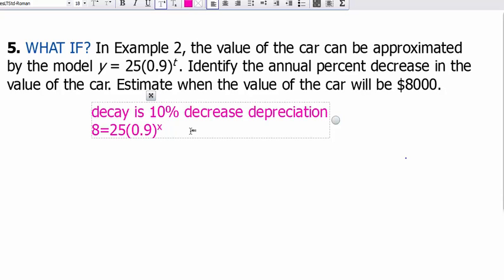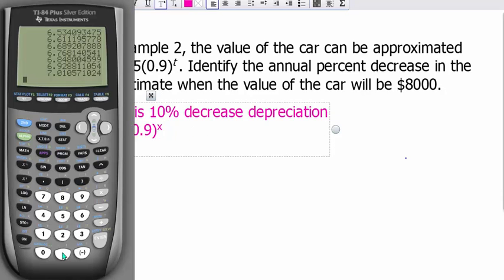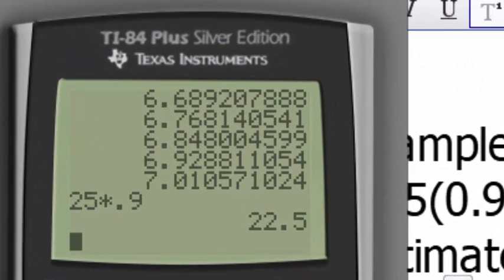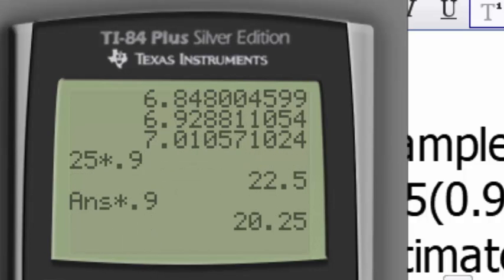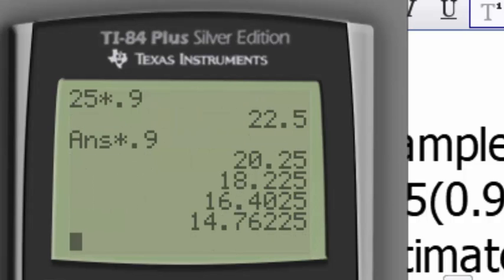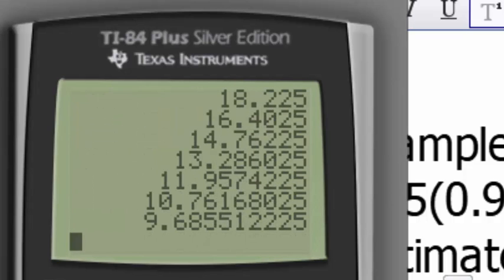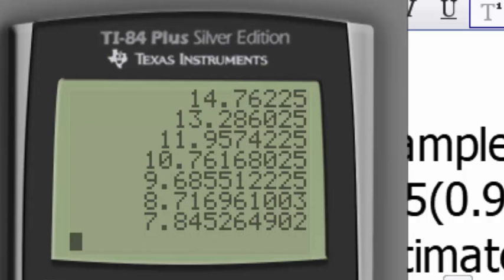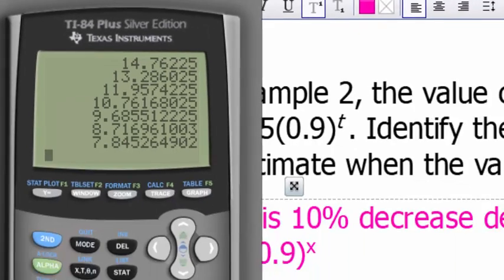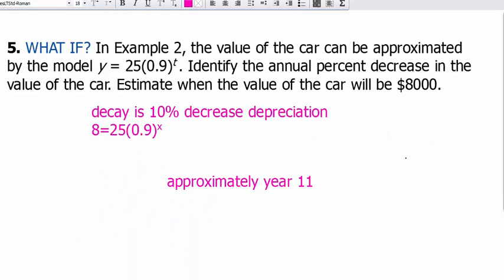So can we try to set this up the way that we were doing it? In this case, we're going to start with 25 times 0.9. That's 1 year. And we're going to multiply this. See how it says answer times 0.9. This is year 2, year 3, year 4, year 5, year 6, year 7, year 8, year 9, year 10, year 11. So before year 11, until we find out what logarithms are.